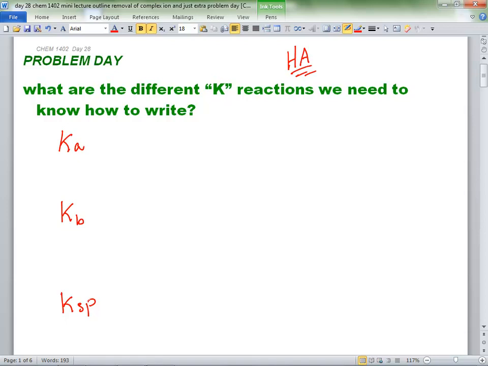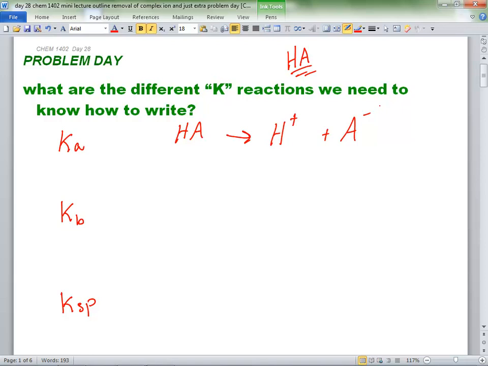Victoria, how did you write your Ka reaction? What goes to what? HA creates H plus and A minus. There's our Ka reaction, definitely. Conjugate acid goes to H plus and the conjugate base.